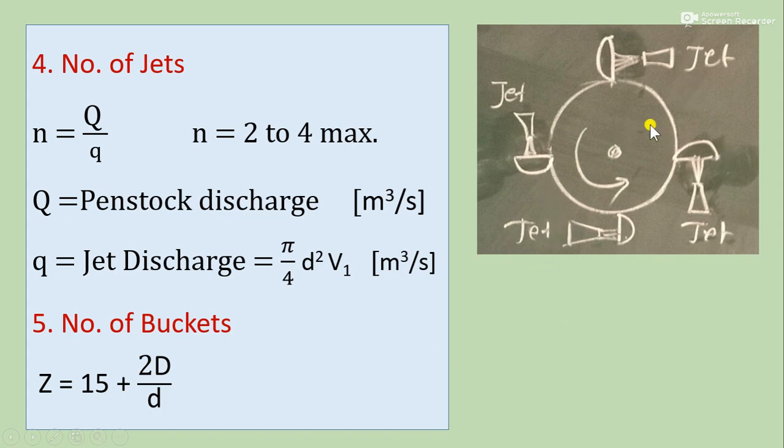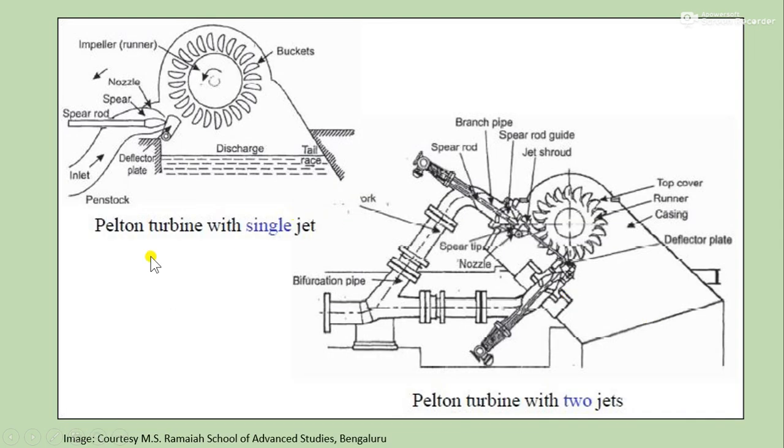Here 4 jets are shown on the wheel. Here turbine, Pelton turbine with single jet is shown. Here you can see Pelton turbine with 2 jets.